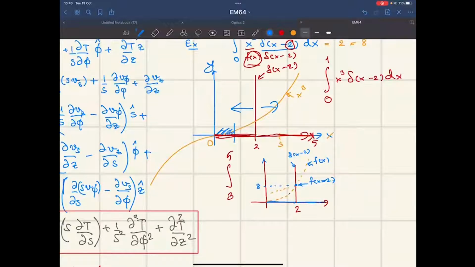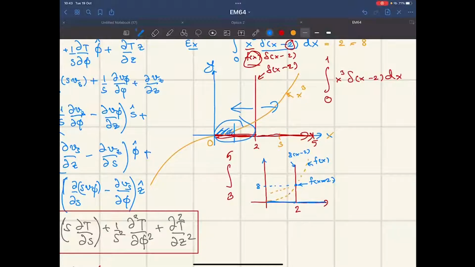Okay, there's nothing else. The Dirac Delta function doesn't have any value outside 2. So what calculation do you do? You don't have to do anything. You look at the figure. You can see that, okay, it's not covering the Dirac Delta function. It's 0.